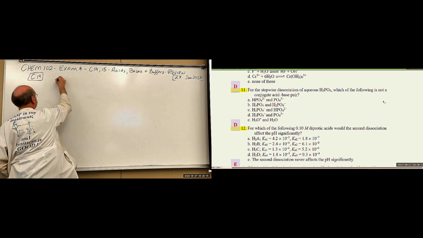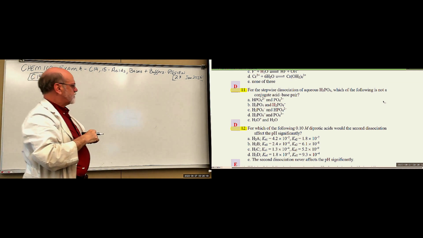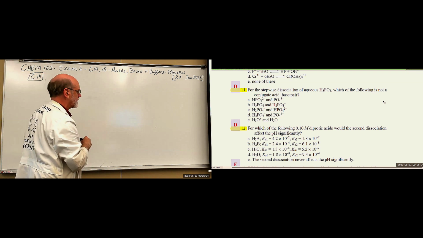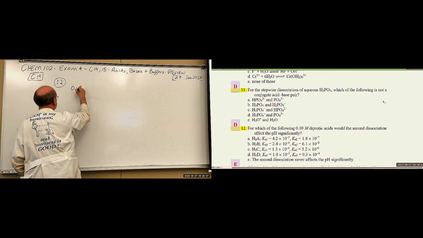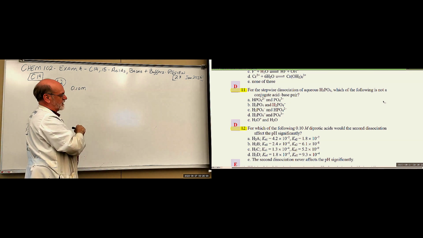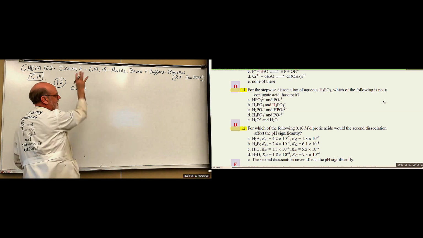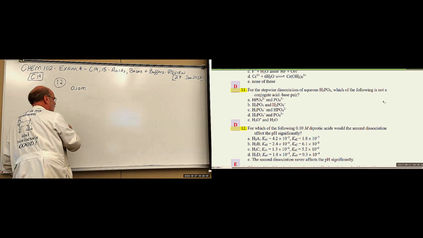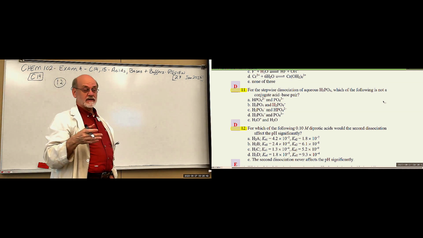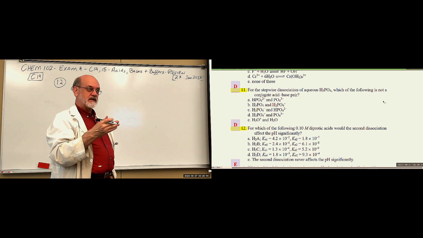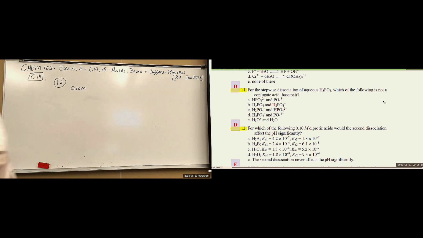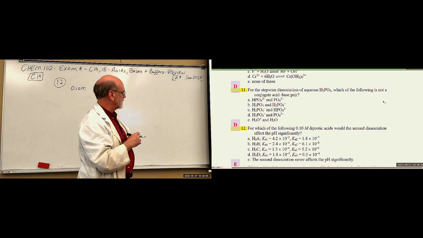Well, for which of the following 0.1 molar diprotic acids would the second dissociation affect the pH significantly? All right. Actually, they're all the same concentration, so we don't have to worry about that. Right. For any of these, what's the rule? When does the second dissociation become significant? When the second dissociation constant is close to the first. So which one is really close?